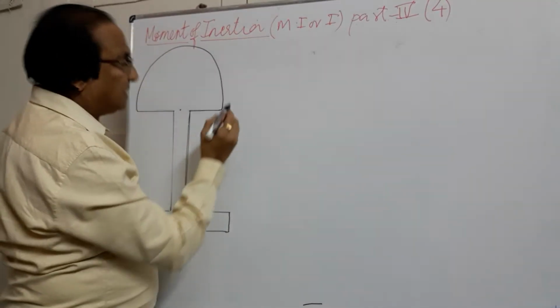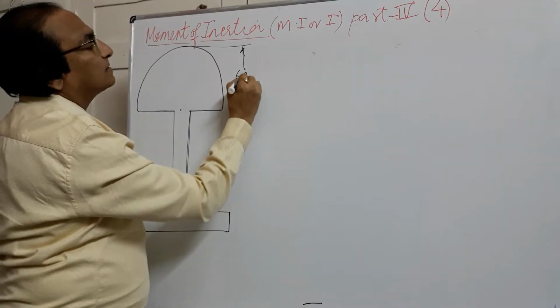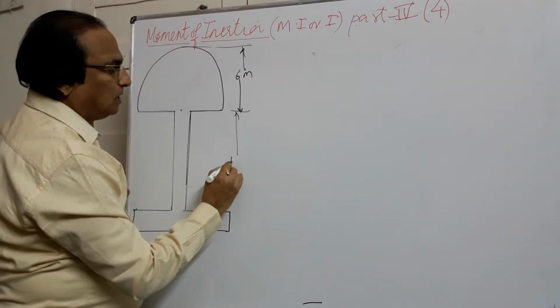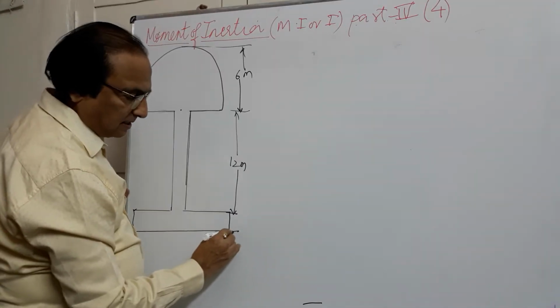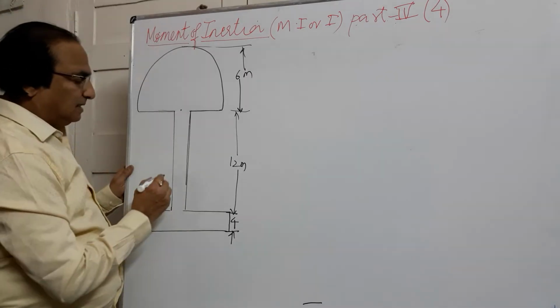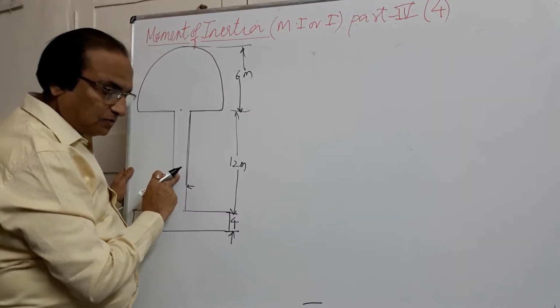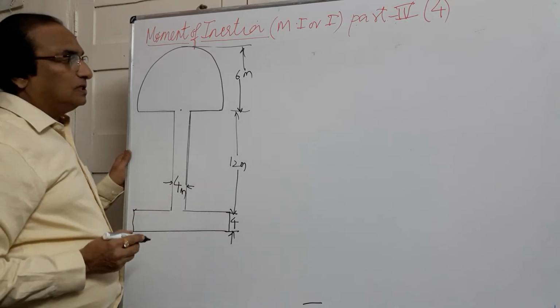Now the radius of this, if I take it as 6 meters, and the height of the web is 12, and the thickness of the flange as 4 meters, and the thickness of the web, this is flange and this is web, is also 4 meters. So this is the I section.